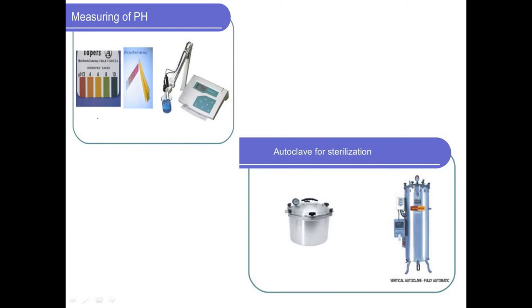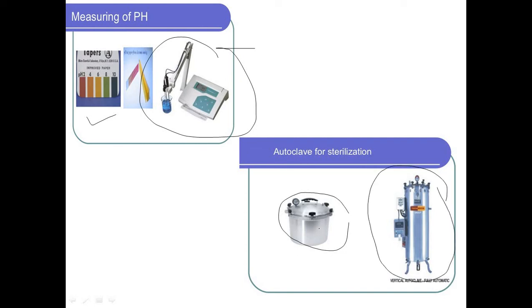After preparation of media, it is important to note its pH, so we can use pH paper, or nowadays digital pH meters are available. Then the next step is to sterilize that media, and for that we use this type of instrument, that is the autoclave. These are two different sized autoclaves, small and large scale, for autoclaving the media as well as the glassware.